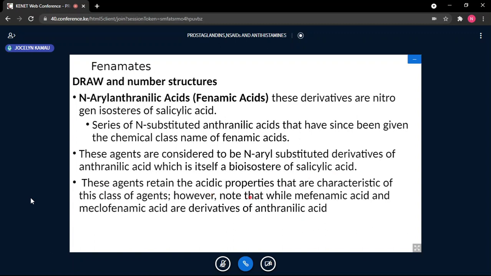These agents retain the acidic properties that are characteristic of this class of agents. However, note that with mefenamic acid and meclofenamic acid, these agents retain the acidic properties that are characteristic of that.